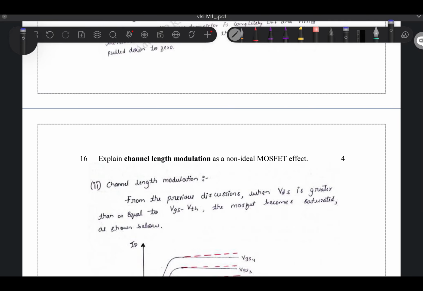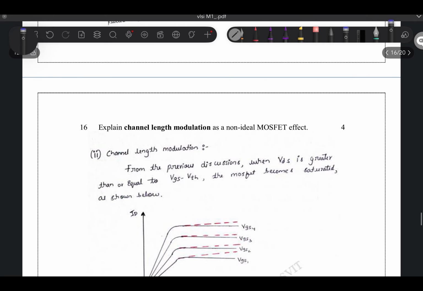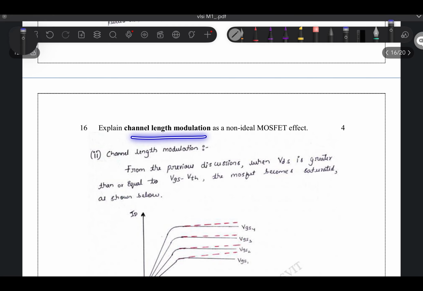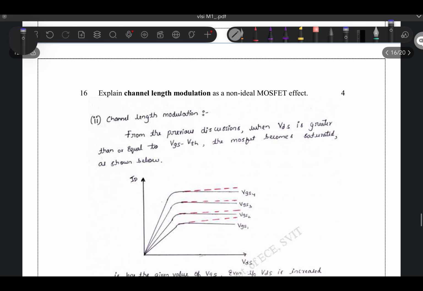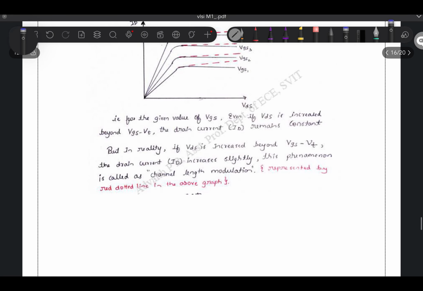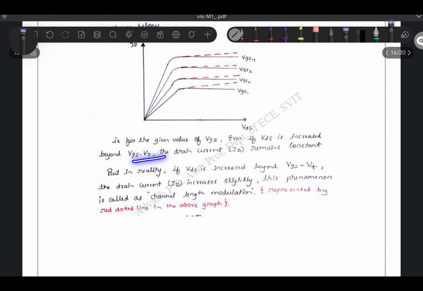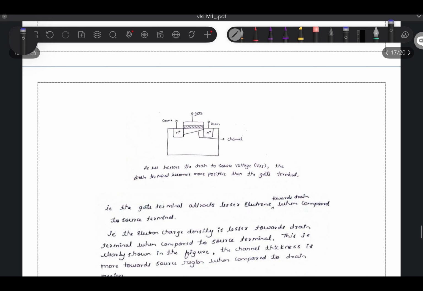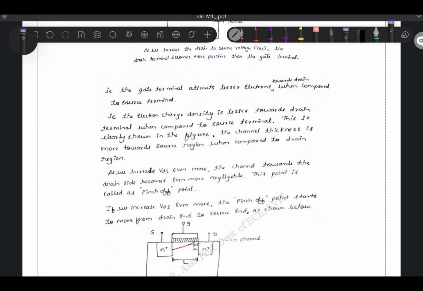Next comes the channel length modulation. Here I have near to 9 definitions, some different. In one, channel length modulation is asked, so it is better to read all 9 definitions, as I will be including them in the notes. So this is the graph, and then they asked it. And here is the diagram. Again the same definition and diagram. Based on the diagram only you can write.